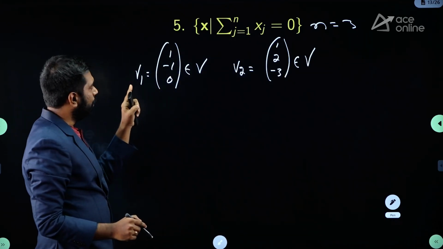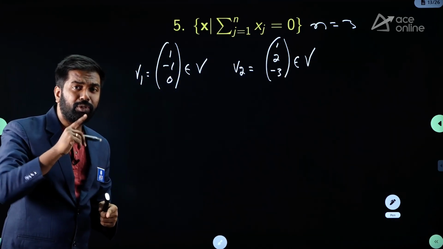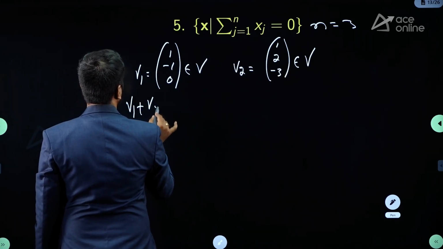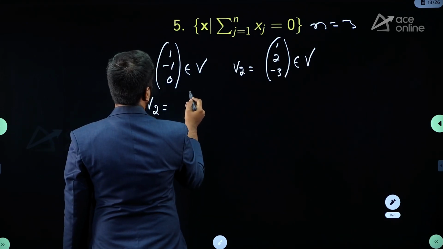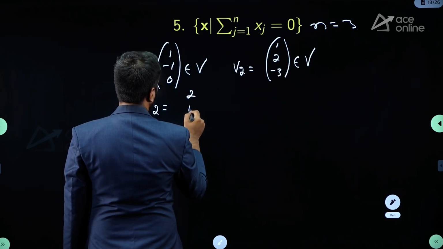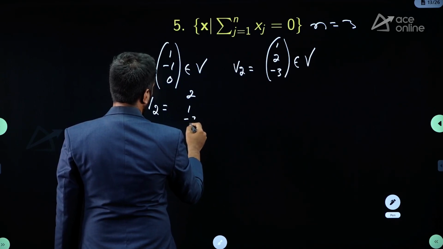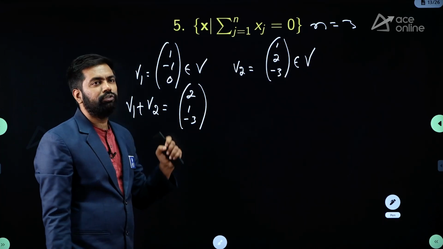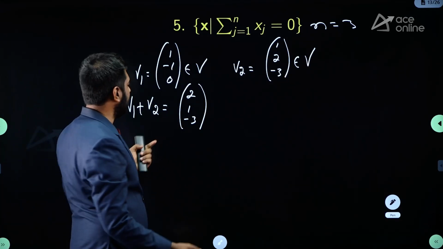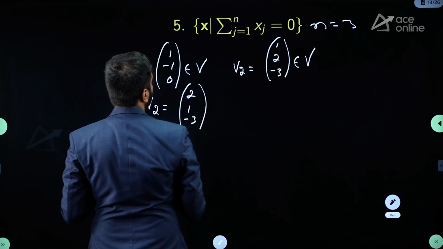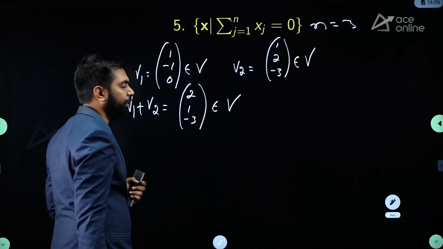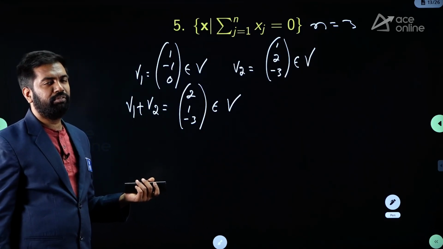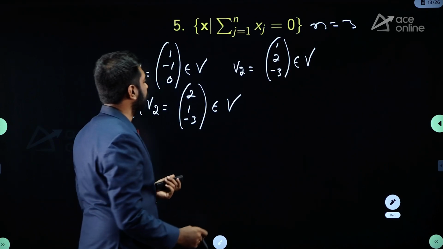I have taken two vectors which belong to the given set. Let me add. The new result should also belong to V. So let's add V1 plus V2. It would be interesting. 1 plus 1 is 2, minus 1 plus 2 is 1, and then 0 minus 3 is minus 3. Come on, reply to me. Is this new vector also part of V? Of course, it is part of V, students. Come on, add it. 2 plus 1 is 3, 3 minus 3 is 0. It also belongs to V. So, like I said, if V1, V2 belong to V, then V1 plus V2 should also belong to V. That's satisfied.